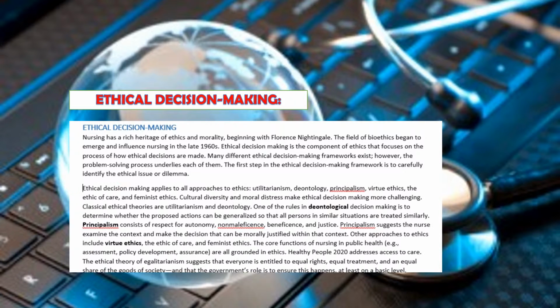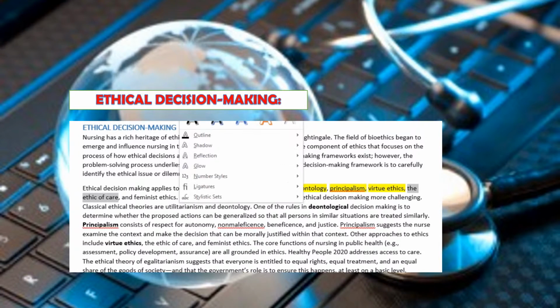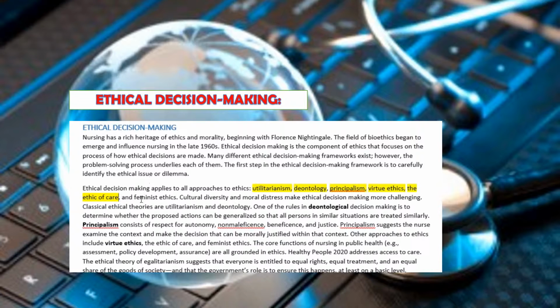Okay, ethical decision making applies to all approaches of ethics. There are different ways to approach ethics. You're going to hear of utilitarianism. You're going to hear of deontology. You're going to hear of principalism. You're going to hear of virtue ethics. And you're also going to hear of the ethics of care. And you're also going to hear of feminist ethics.